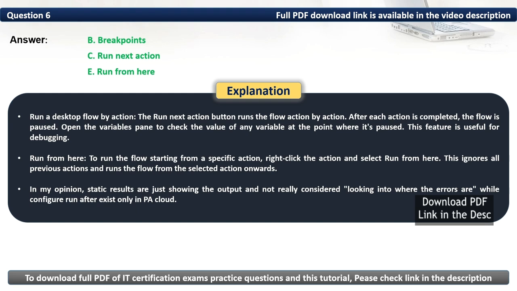Run from here. Run the flow starting from a specific action. Right click the action and select Run from here. This ignores all previous actions and runs the flow from the selected action onwards.